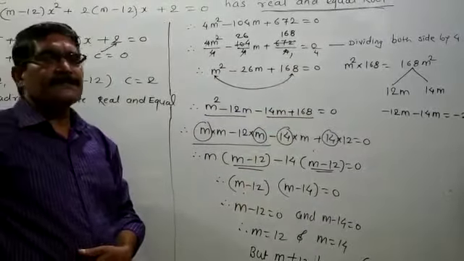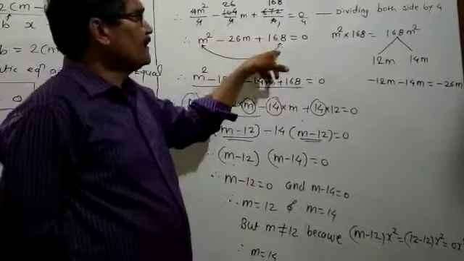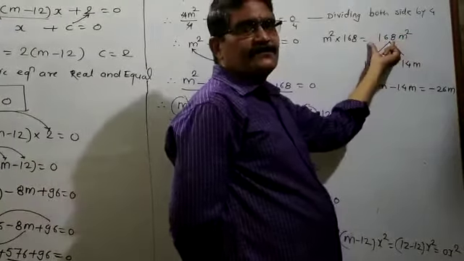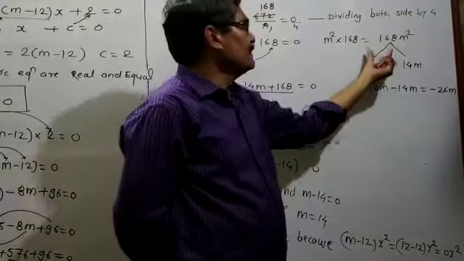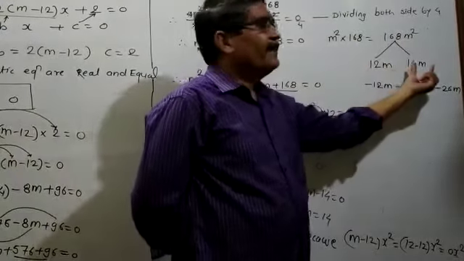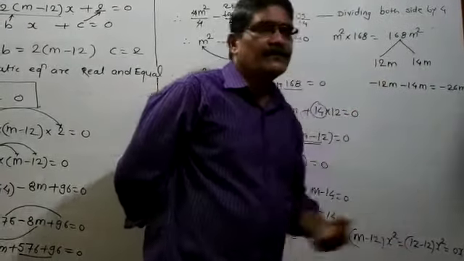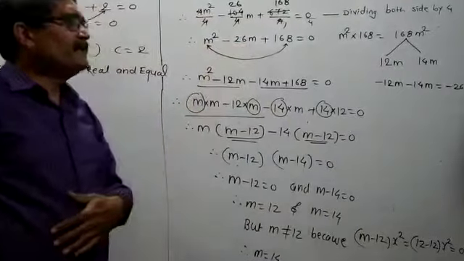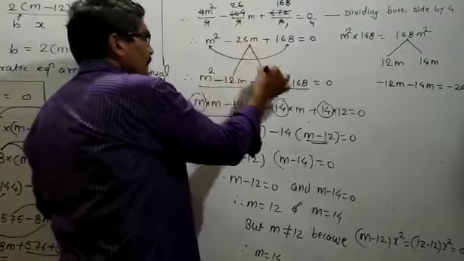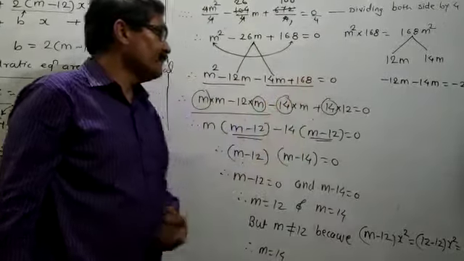Here I will solve this expression by the factorization method. Do the product of the first term and the last term, that becomes 168m square. Find the factors of 168m square such that their sum is the middle term. I am getting the factors 12m and 14m. Give them the sign minus: minus 12m minus 14m is equal to minus 26m. This middle term is minus 26m, so write minus 26m in the form minus 12m and minus 14m: m square minus 12m minus 14m plus 168 is equal to 0.